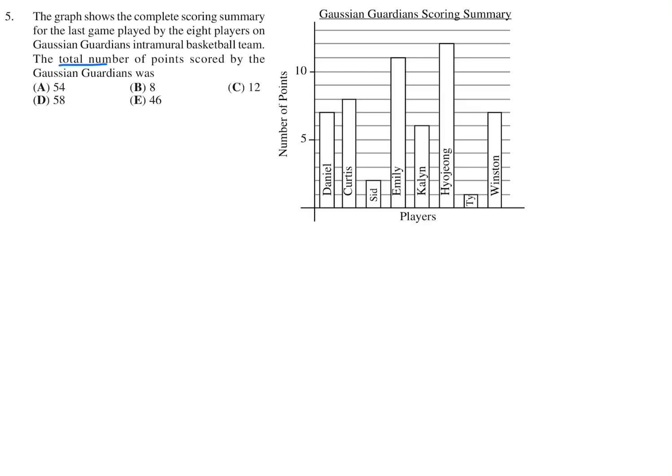So let's see, Daniel looks like 7, Curtis 8 points, Sid is 2, Emily 11, Kaylin 6, Hyojeong is 12, Ty is 1, and Winston 7. So if you add all these up, you get 54. So the answer is A.